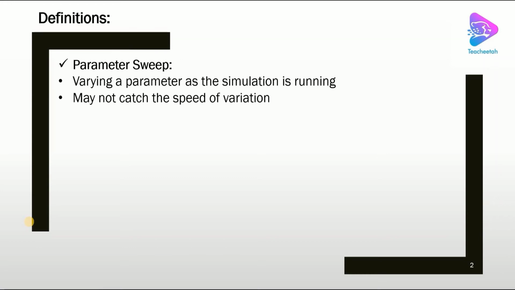The parameter sweep does not catch the speed of variation, so basically we cannot see the effect of the speed of varying a parameter. We only see, when we change something, how it will change our results, and we can have very interesting results out of parameter sweep, such as videos, which we will study in this example.